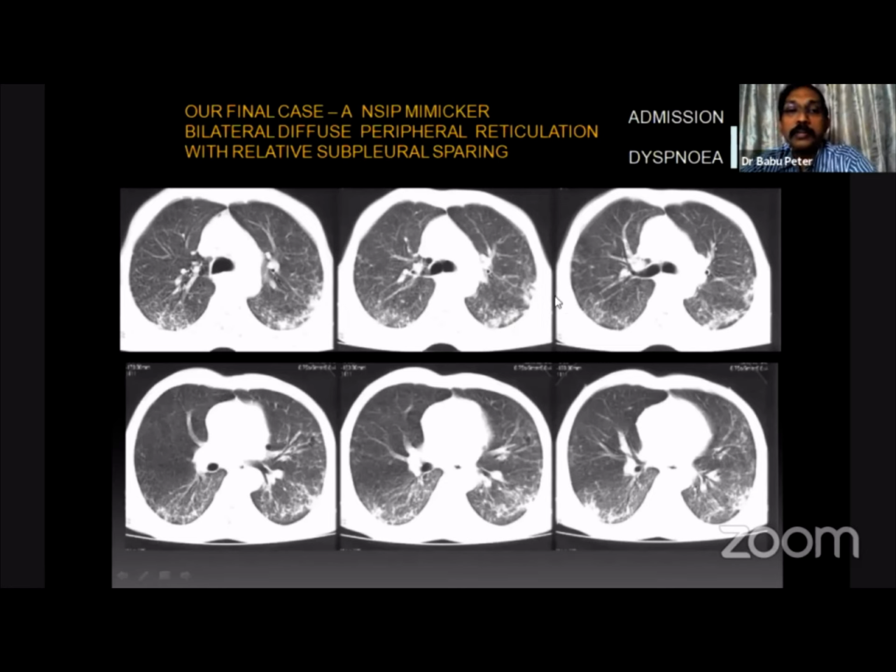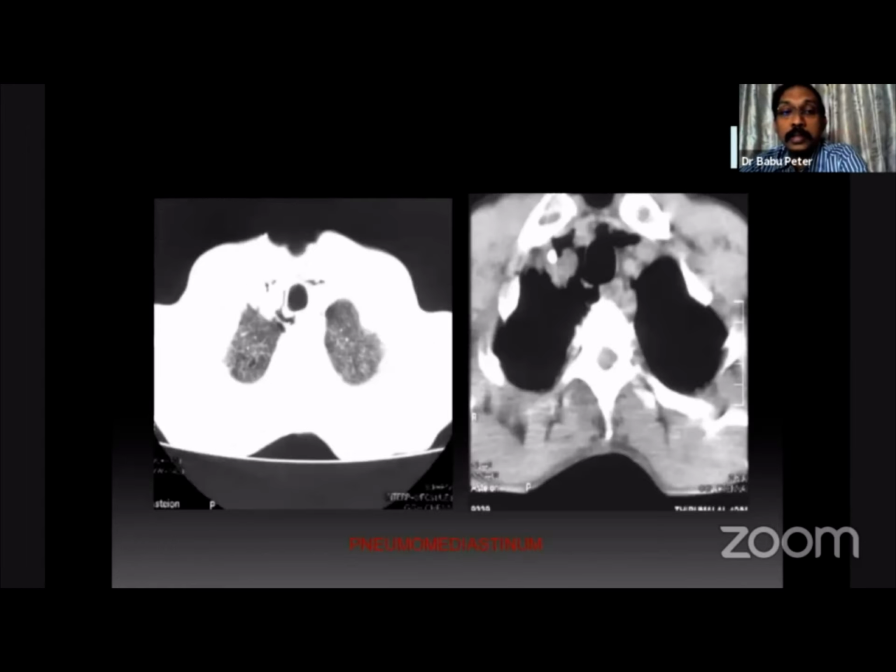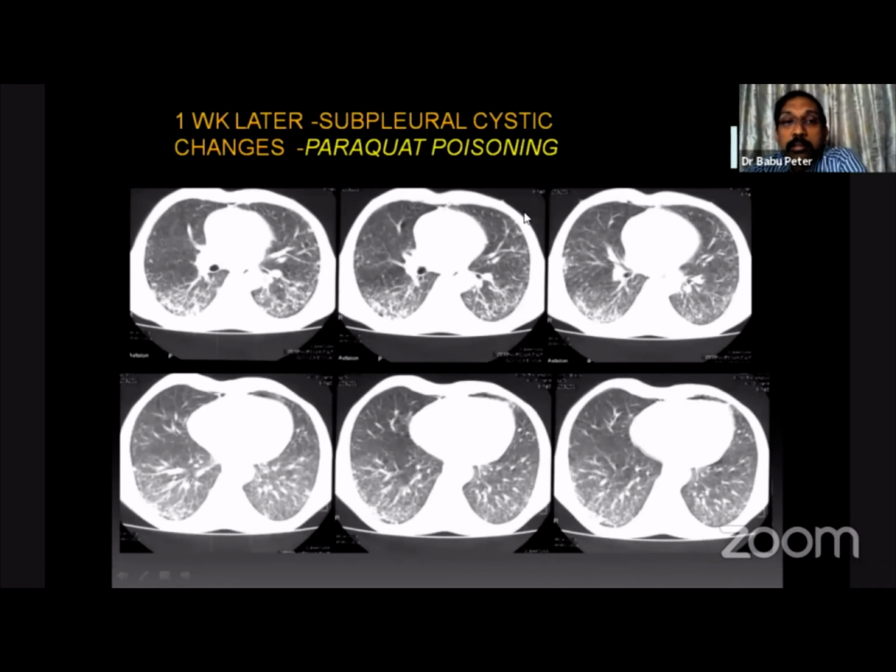So this patient presented to the ER with dyspnea, acute breathlessness, and the mediastinal window showed, what is this? There is air around it. So there was pneumomediastinum. History of this patient revealed that the patient had consumed poison, and this was actually a paraquat poisoning. This paraquat poisoning resulted in these changes. And after 1 week, the patient did not improve. We saw an increase in the ground glass opacifications with subpleural interstitial thickening.